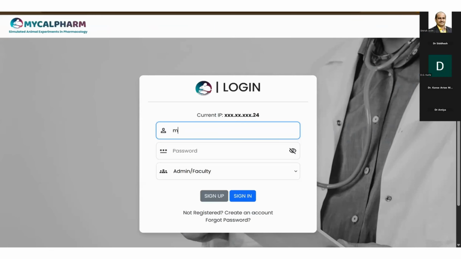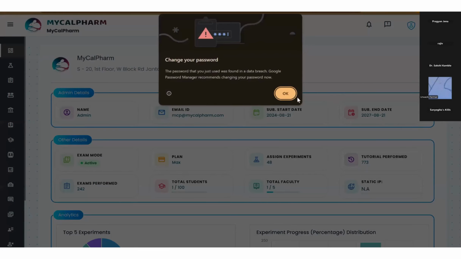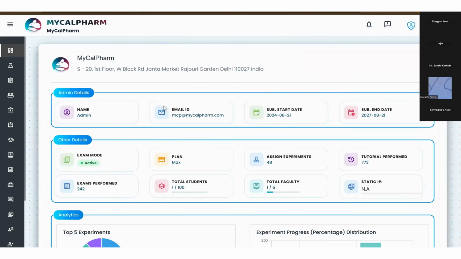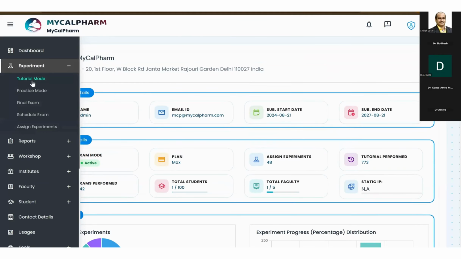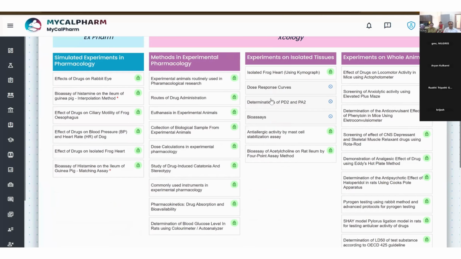Simple login is done by email ID and password. Every individual, we will be sharing them email ID and password. They can just work here individually. Students are given small access to it. All the experiments, let me show you the tutorial mode. These are the list of the experiments which we have.